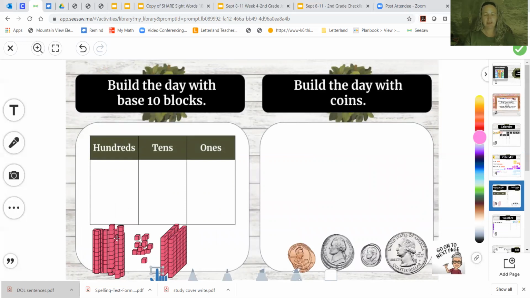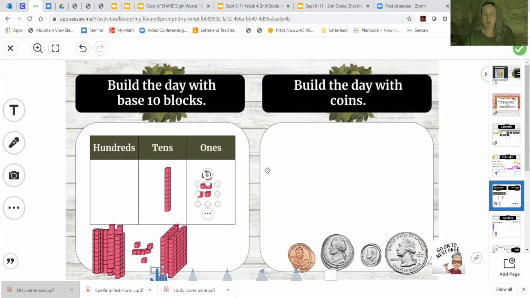Today's the 16th day. So do I have any hundreds in 16? No. Do we have any tens in 16? Yes, I've got 1 ten. And then that equals 10, 11, 12, 13, 14, 15, 16. So that's 16 marked there. Then we're going to build the day with coins.